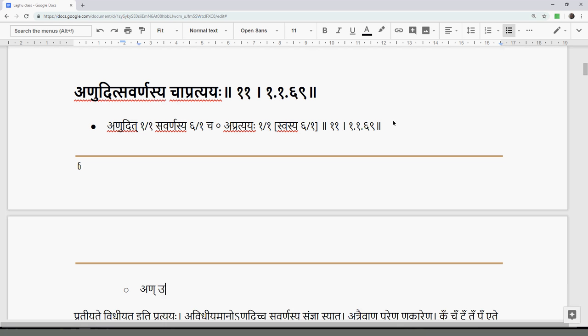So what is this anudit? Anudit is ut and it. There are three segmentations here in the pada. It is a single pada. Anudit. Anudit is a sanya. What does this mean? Ut.